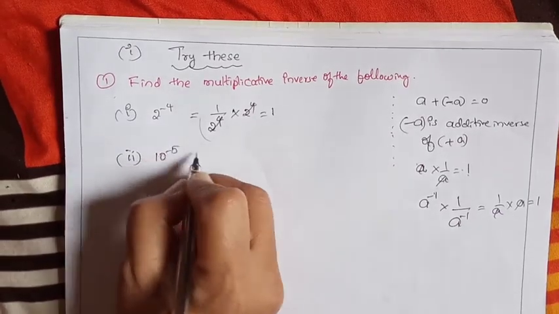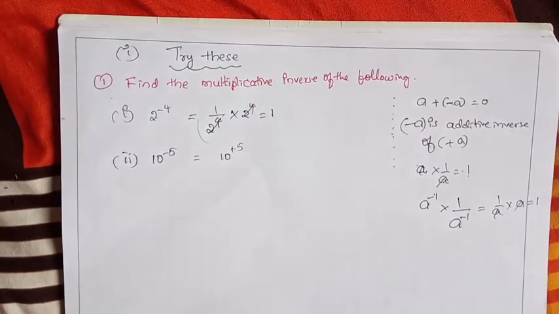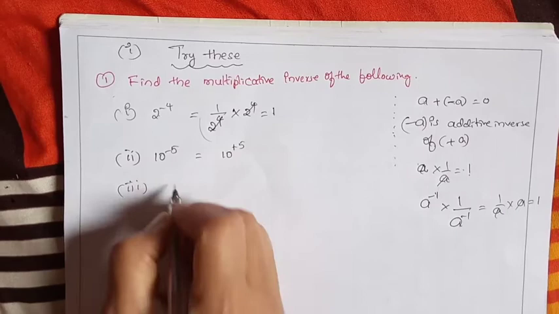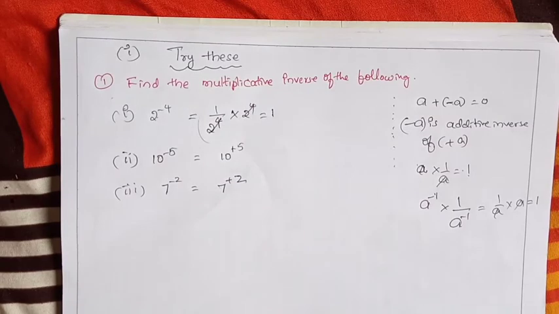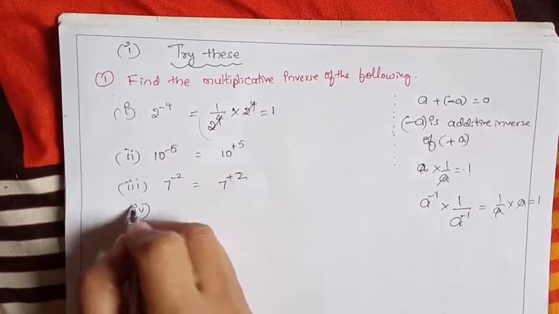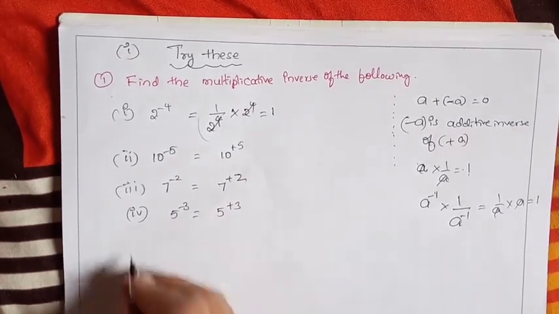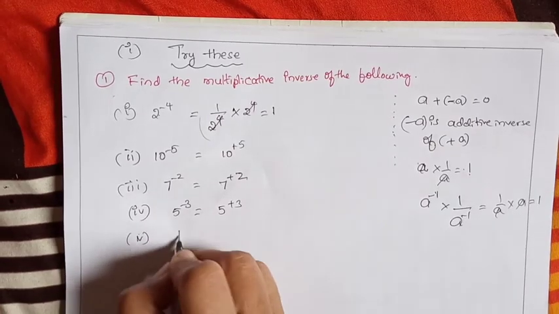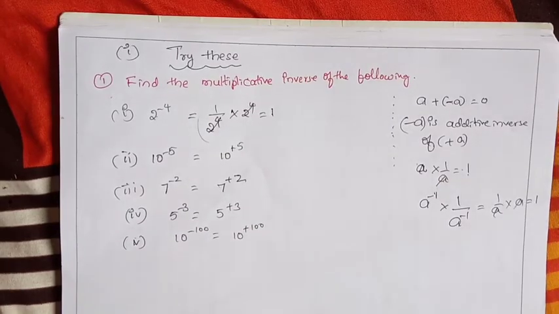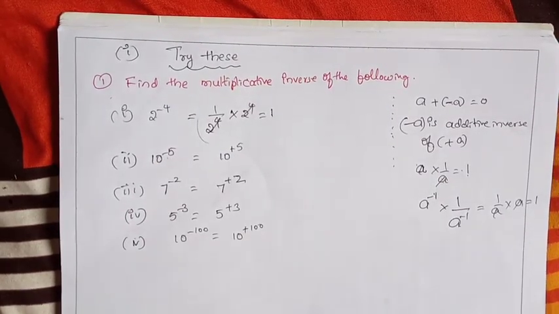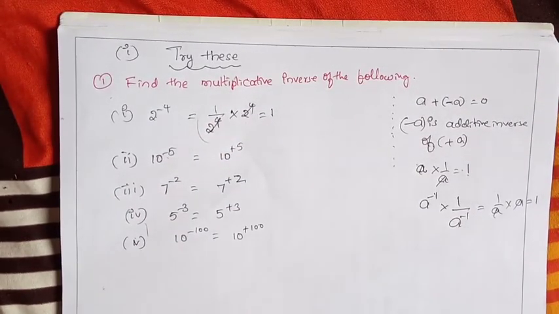10 to the power minus 5, the inverse is 10 to the power 5. Third one is 7 to the power minus 2, the inverse is 7 to the power 2. And the inverse of 5 to the power minus 3 is 5 to the power plus 3. Like that, the inverse of 10 to the power minus 100 is 10 to the power plus 100. Okay, if negative then it will be positive, because I just explained one example. Like that you do, these are the answers. Okay.